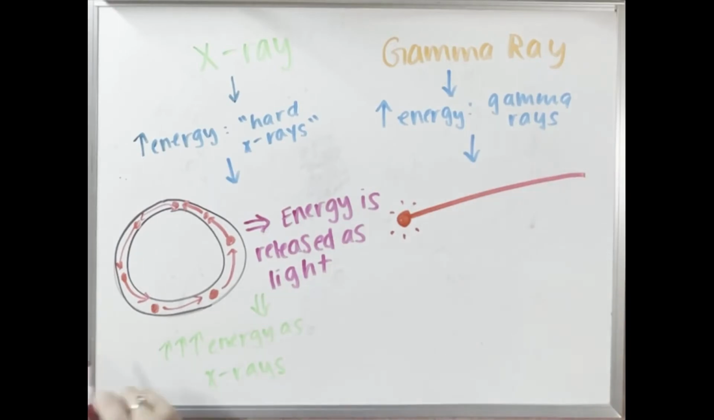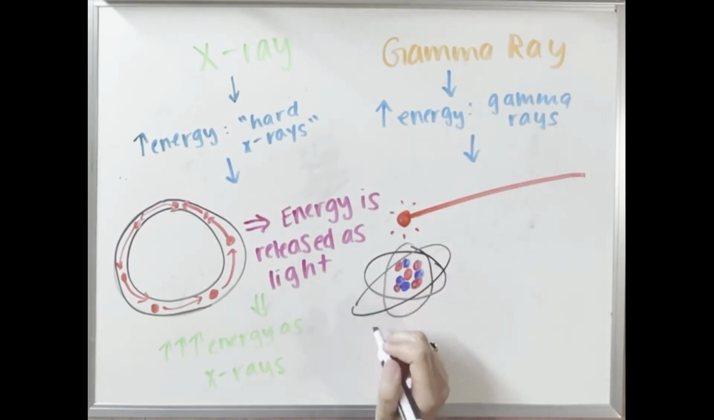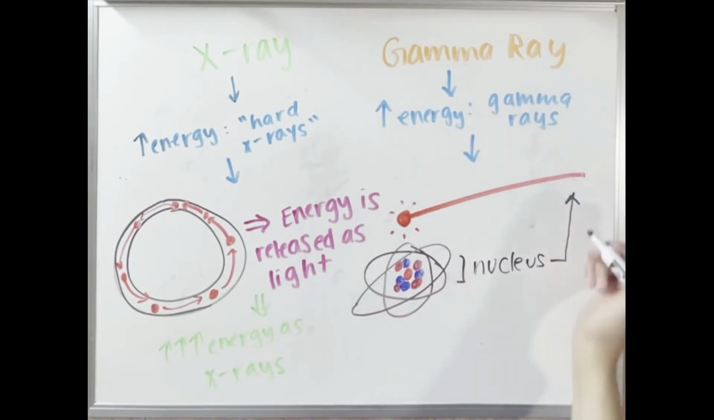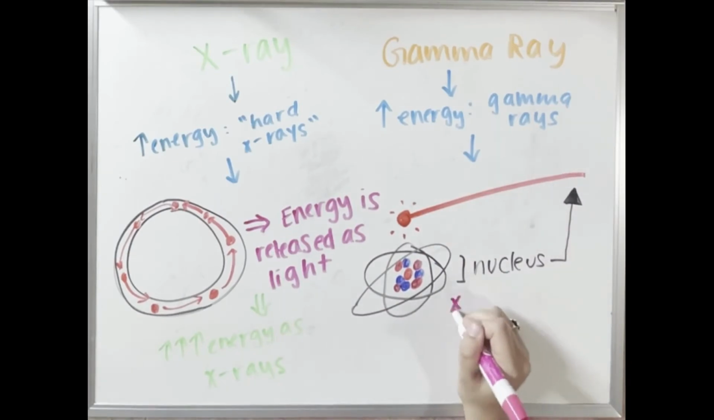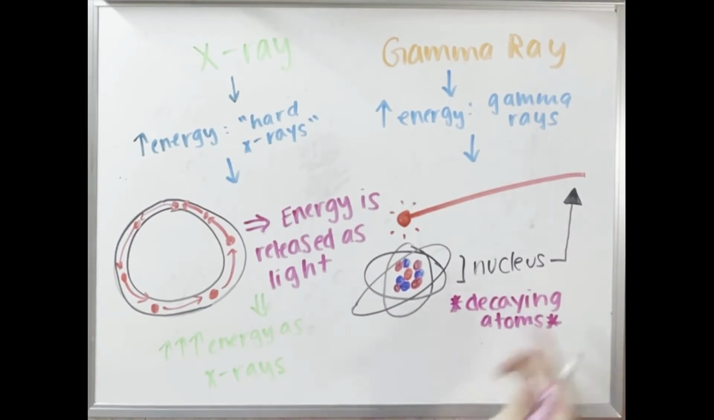Gamma rays, on the other hand, are beams of photons, massless particles that carry energy. These photons are sourced from the nucleus of decaying atoms and carry the energy that is emitted from this decay. In industrial radiography, the source of this decay usually comes from cobalt, iridium, or selenium.